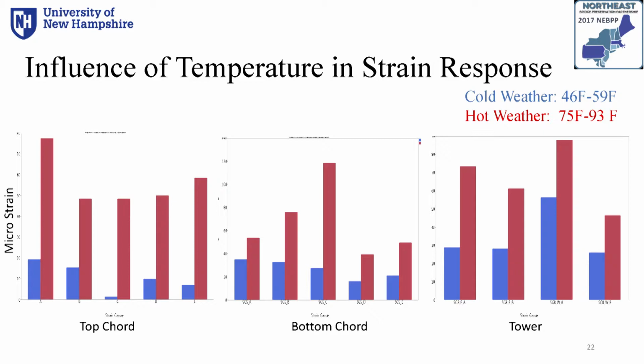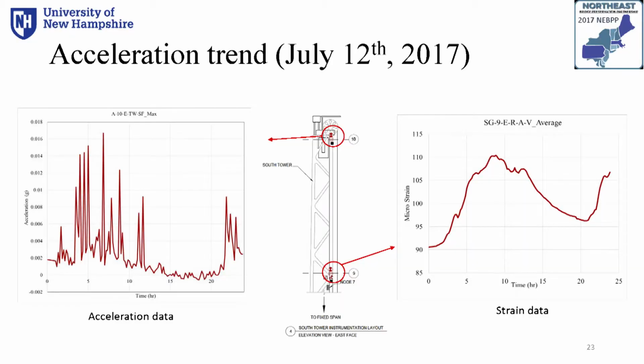So it means different factors, like wind factors and other factors, can affect the response of the strain data. The other example is the acceleration trends of the bridge on July 12th, which shows an acceleration response and also the strain data for different locations of the tower, which are measured during one day, 24 hours.